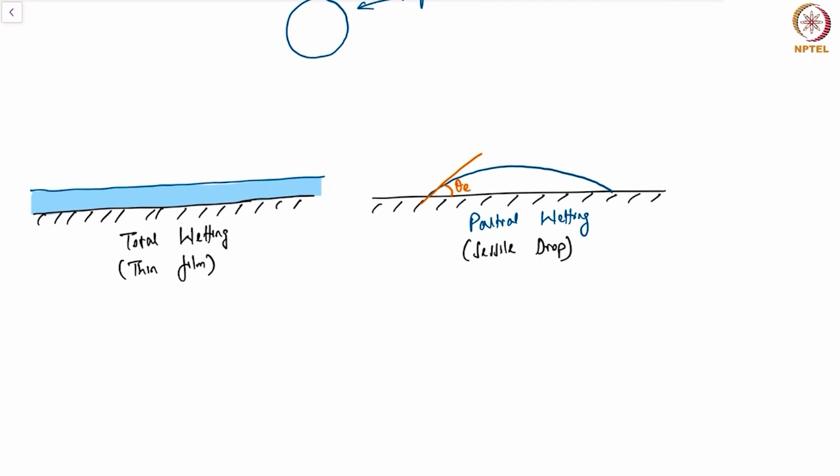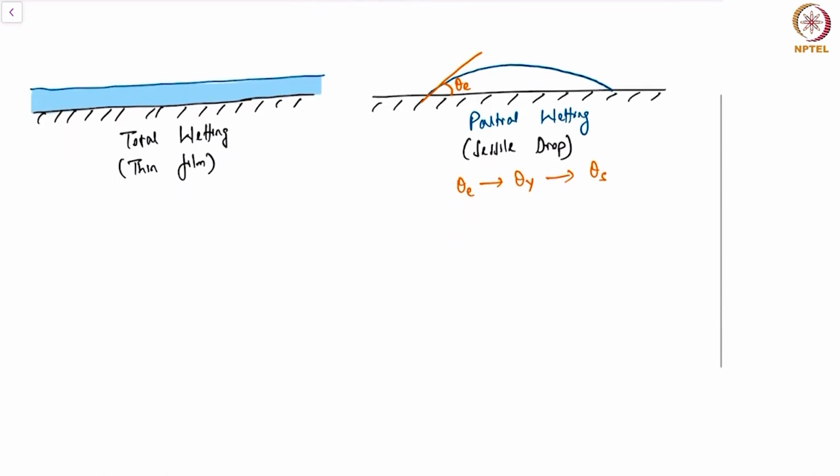Other alternatives would be theta e can also be written as theta y to say that it's a Young's angle. And then sometimes also referred to as theta s to represent that it's a static contact angle. Now these are all symbols that are used in the literature. Now in general, when we have partial wetting, then if theta e is less than pi by 2, then we refer to the surface as hydrophilic.